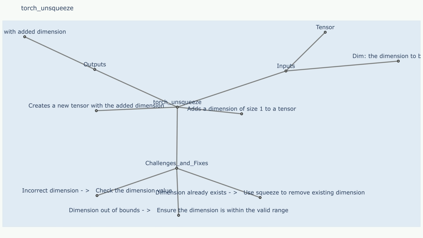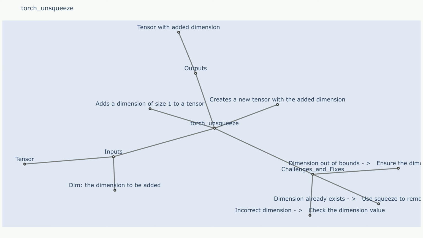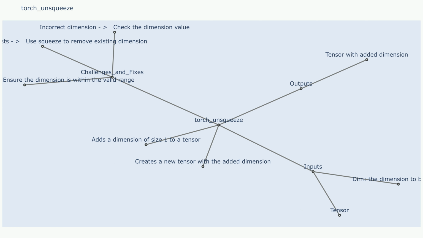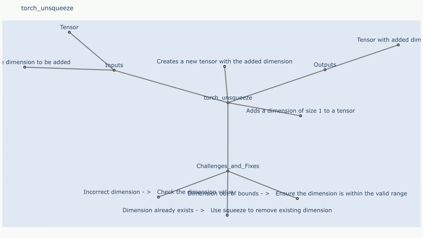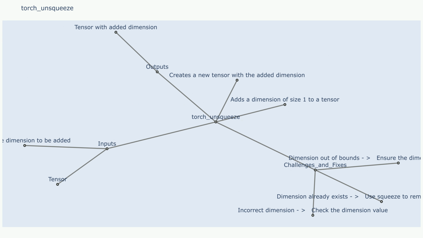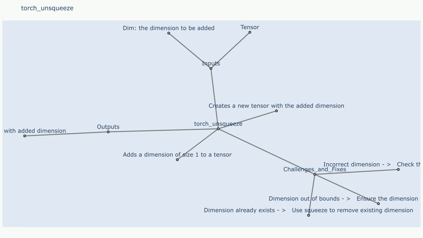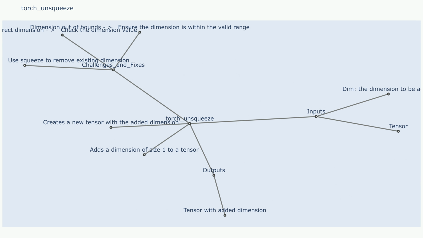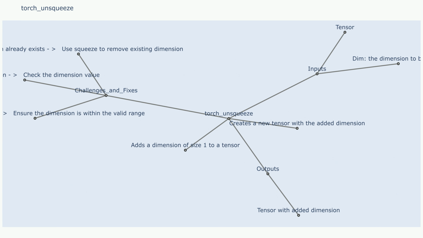torch.unsqueeze. Description: The torch.unsqueeze function adds a new dimension to an existing tensor at a specified position. It's useful for aligning tensor shapes during operations like broadcasting or concatenating. Inputs: Input 1, tensor, the input tensor to which you want to add a dimension. Input 2, dim, the position index in the tensor where you want to insert the new dimension. Outputs: Output 1, tensor, the modified tensor with the added dimension.